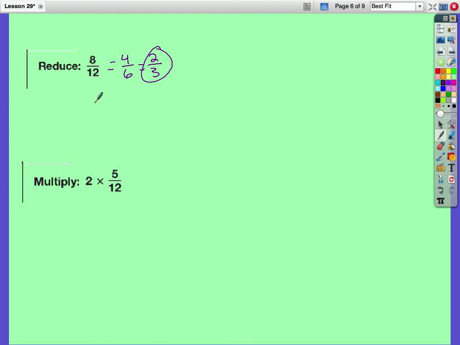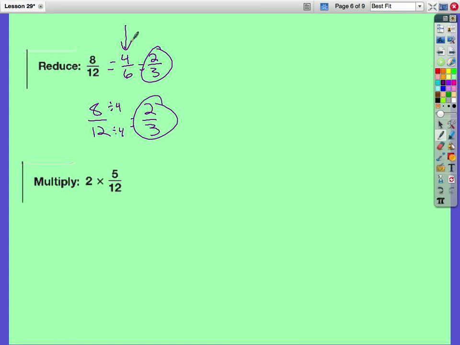Another way I could do this, if I have my 8/12, I know that 4 goes into both of those numbers. So I'm going to divide both the top by 4 and the bottom by 4. And I'll still get the same thing, and I'm skipping that step right there. So if you know that a number goes into both numbers, divide by that and get it reduced so that there's less steps to do.